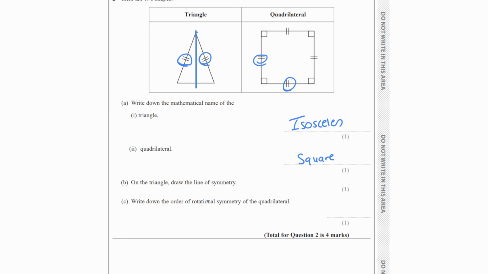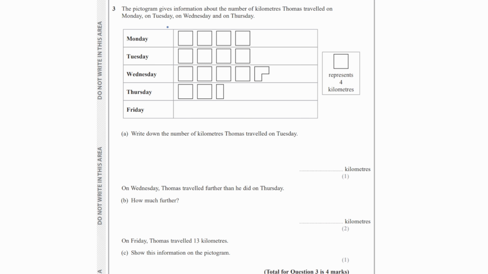Part C says write down the order of rotational symmetry of the quadrilateral. So that's how many times it would look like it does right now whenever we rotate it through an angle of 360 degrees. And it would look exactly as it is now 4 times. The pictogram gives information about the number of kilometers Thomas traveled on Monday, Tuesday, Wednesday, and Thursday. It tells us that 1 square represents 4 kilometers. Write down the number of kilometers Thomas traveled on Tuesday. So each of these is 4. There are 4 fours, so he traveled 16 kilometers.